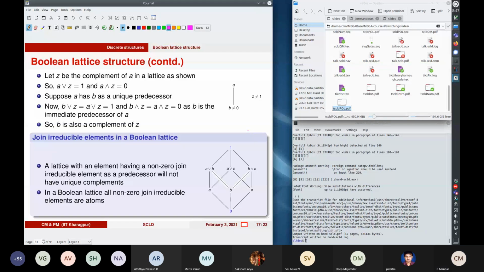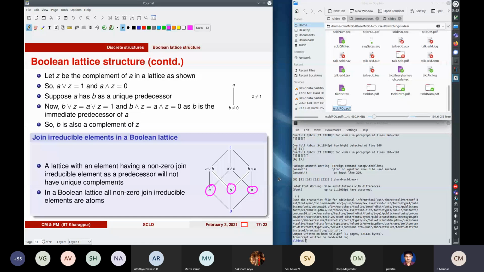So in a Boolean lattice, the only non-trivial join irreducible elements are the atoms. These are the only non-zero join irreducible elements. You can't have any other join irreducible elements in a Boolean lattice. So that's a very interesting property.